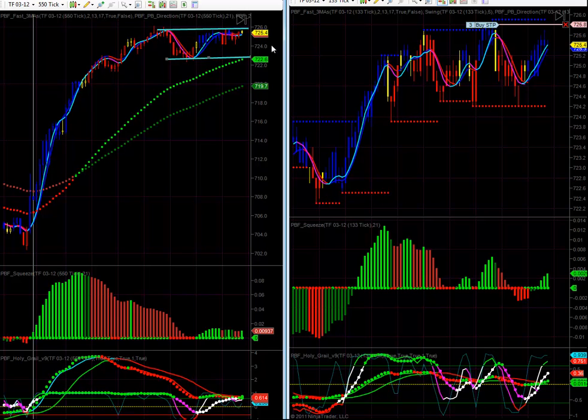What I like here also is that if we do scale in, we can actually tighten our stops. So it'll be right around here, which is a sub consolidation area. So it's not like we're risking a lot of points here on our stop. So as always, we've got to be patient and see how this works out.